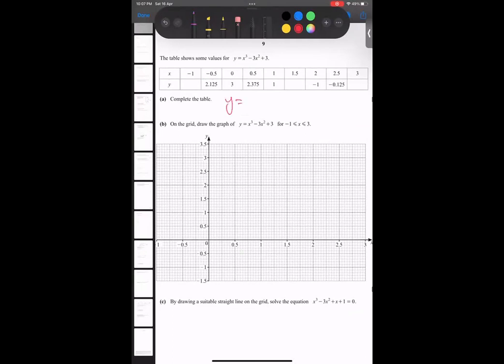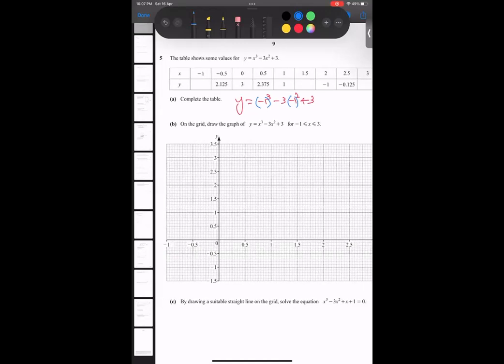Some students put it like this. This is the wrong way of writing. You must put brackets. Brackets are very important. If you do it without brackets, you get a wrong answer. So be careful about it.